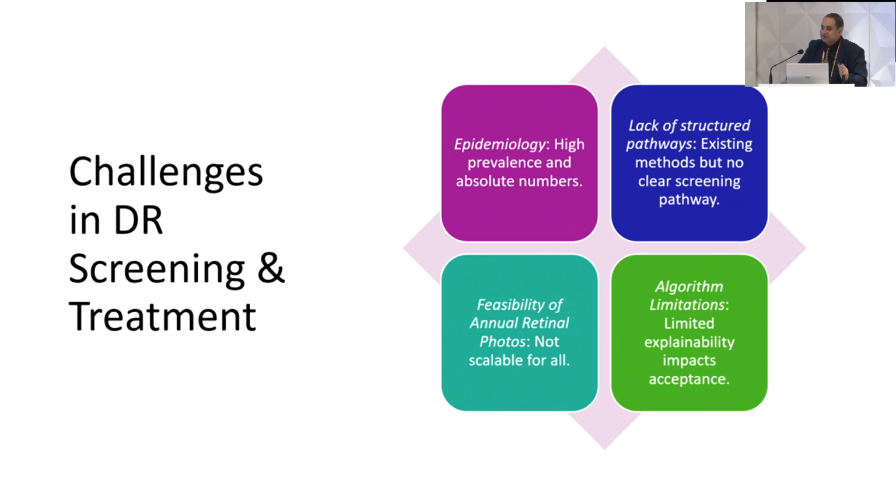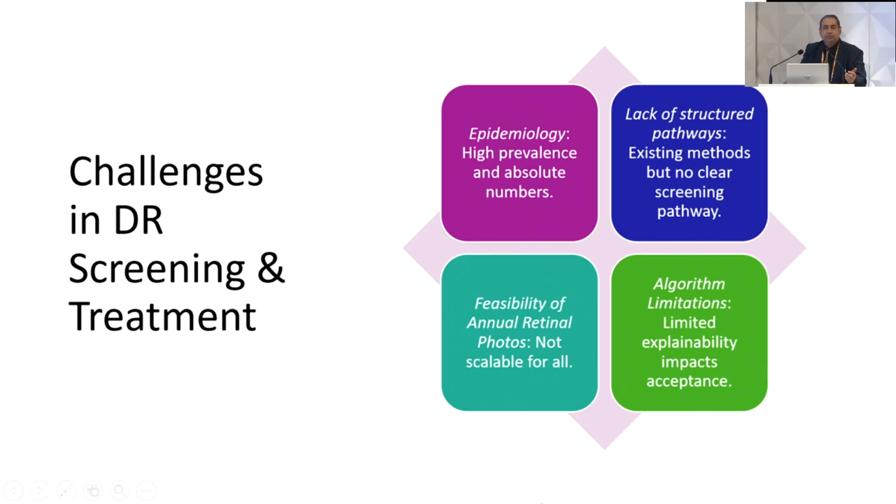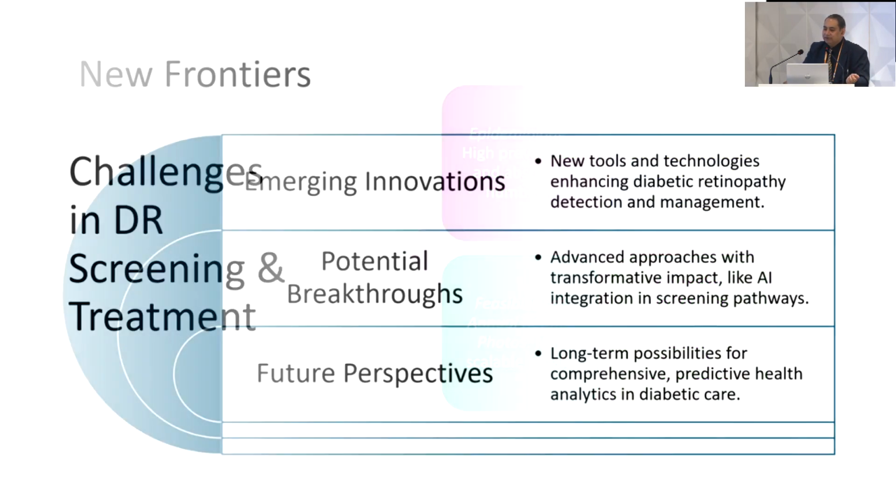There are a couple of challenges. We have high prevalence, more absolute numbers. Though we have very nice guidelines from AIOS, VRSI, there is no structured pathway for diabetic retinopathy screening. Again, it's not feasible to have an annual eye exam for everybody. We don't have so many cameras, we don't have so many people to take the photographs, and there are also a couple of AI algorithms which are inbuilt into the camera. However, these AI algorithms also have their own limitations.